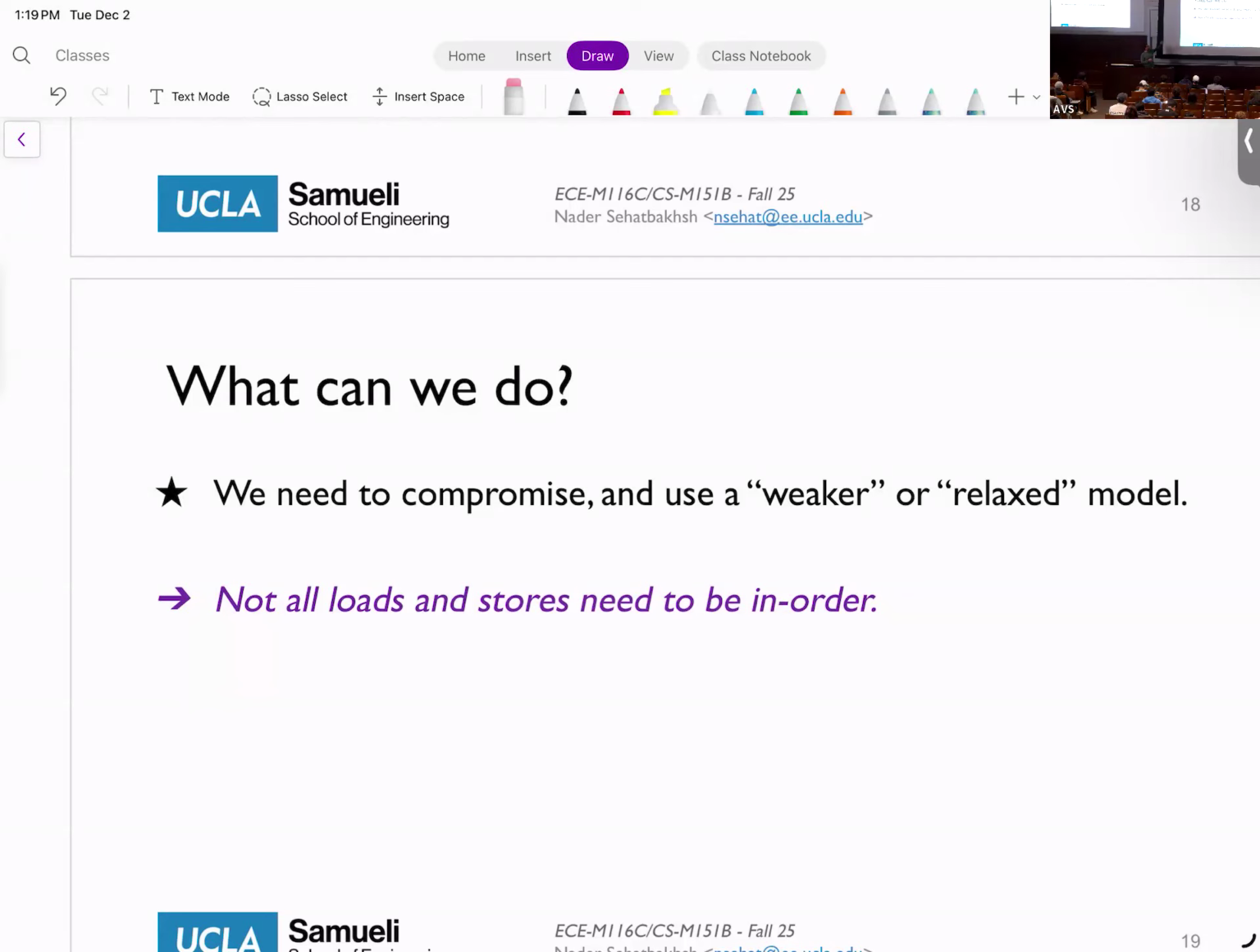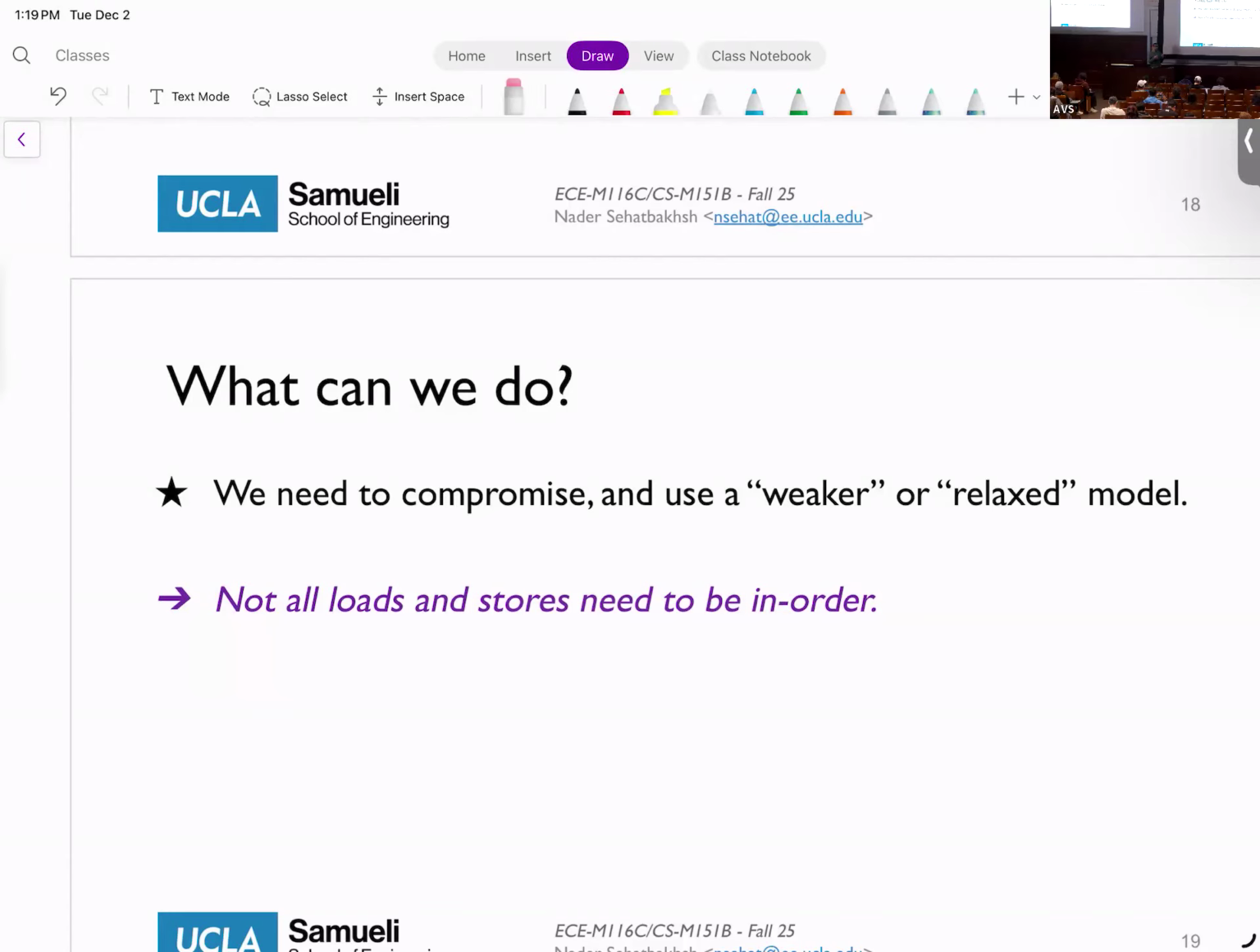So there is a little bit of wiggle room in terms of what can be reordered. The specifics of the weak model is based on the ISA usually. So for RISC-V, we're going to talk about RISC-V weak memory order, which I'm going to talk about in the next few slides. But generally what it means, if you heard the term relaxed or weak, it means that there are some possibilities of reordering.